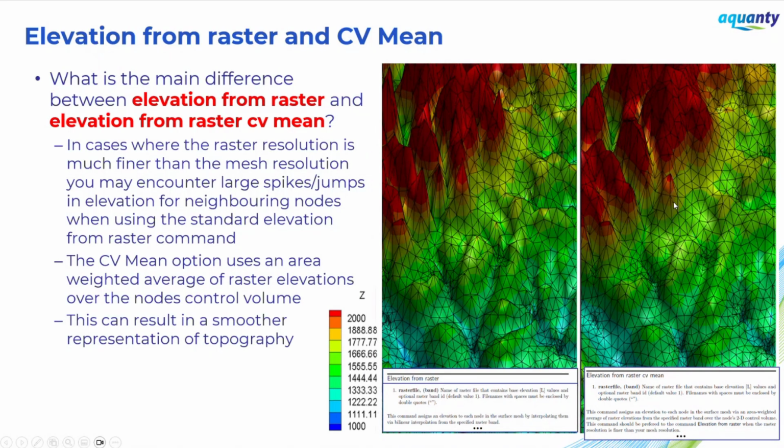So this can result in a smoother mesh, especially with really large watershed scale models. You can have potentially really spiky reliefs. You can have a difficult time representing a smooth elevation contour in alpine areas. So this elevation from raster CV mean can really help with that.